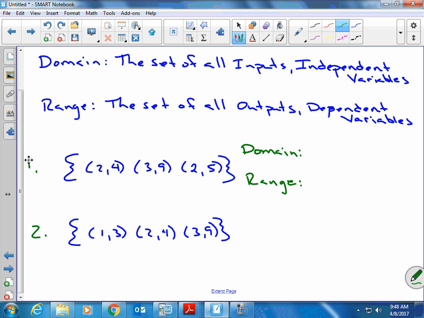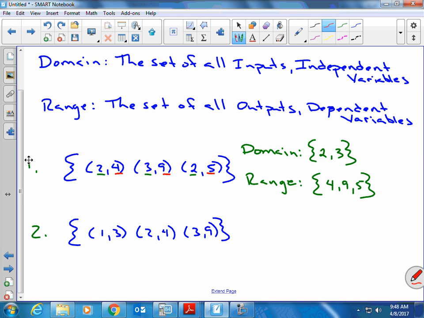Domain. Let's use set notation. I think some books call it roster notation. My domain, the set of all first coordinates, is 2, 3, and I don't need to write the number 2 again. So my domain is 2 and 3. Range, the set of all second coordinates: 4, 9, and 5.